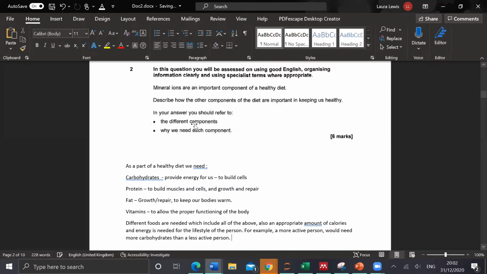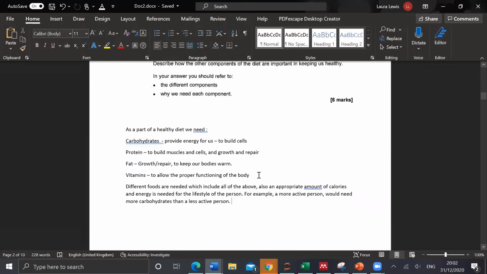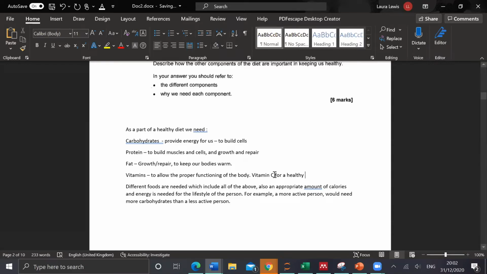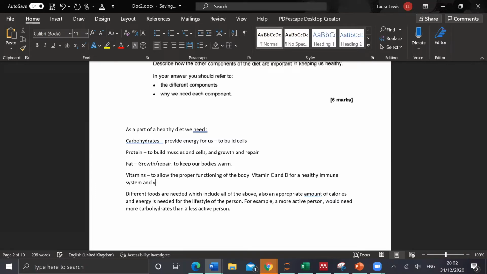Okay, we're asked to describe other components of the diet, which weren't to do with the mineral ions. So you can have a bit more detail with the vitamins. So vitamin C and D, I'm going to put there, for a healthy immune system. And all the vitamins do different things. Vitamin B for nervous system development, that helps with the nervous system. There's lots of other vitamins, so just learning a few would be okay for this answer.